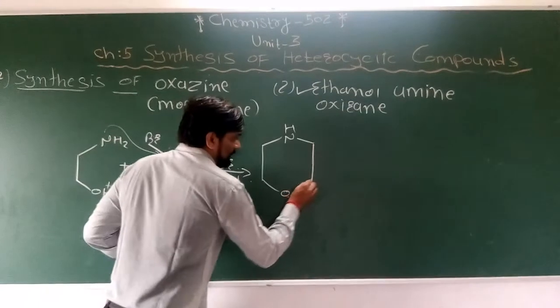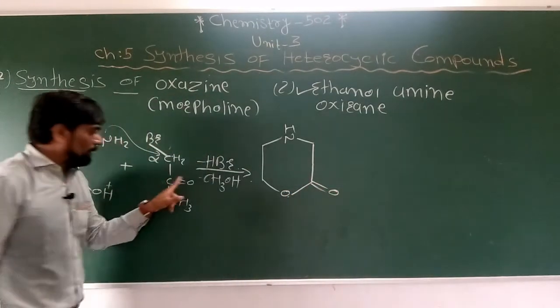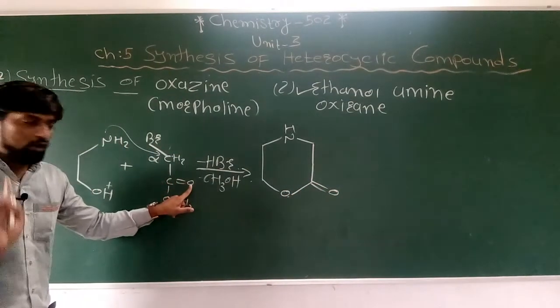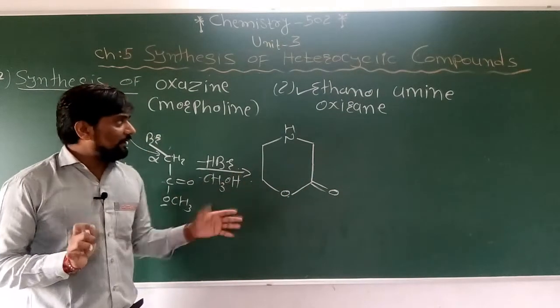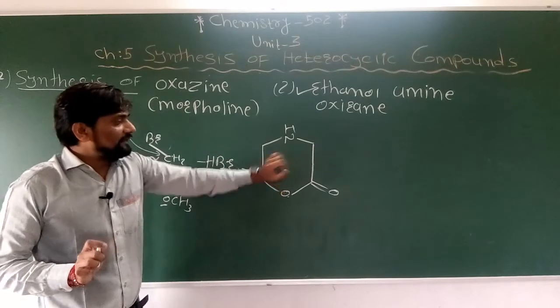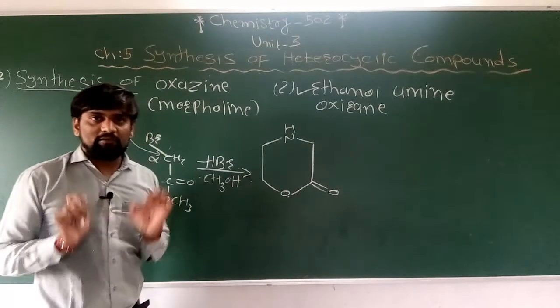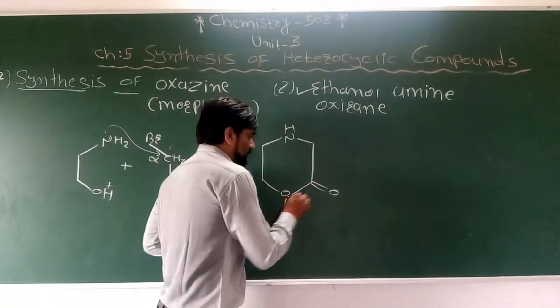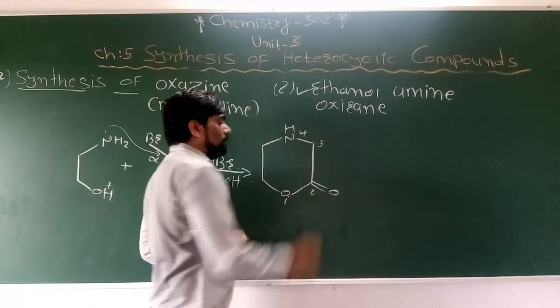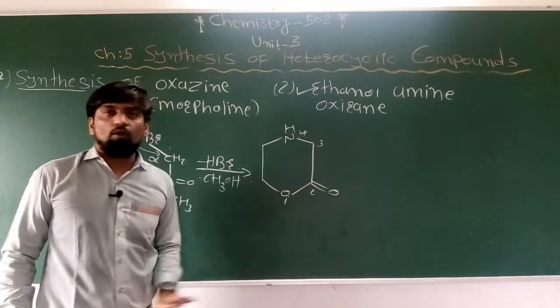So this carbon is there, and this carbon has a double bond to O. That's why this type of compound will be formed. It is a derivative of morpholine. Here morpholine is there, and here the double bond O is there. Which derivative is it? Here 1, 2, 3 and 4, so morpholin-2-one will be formed.